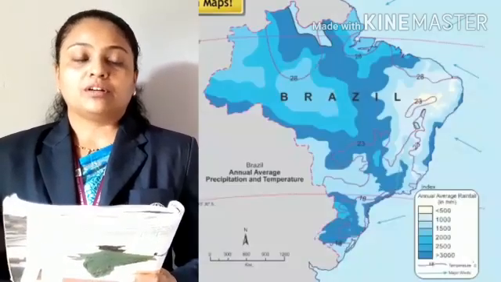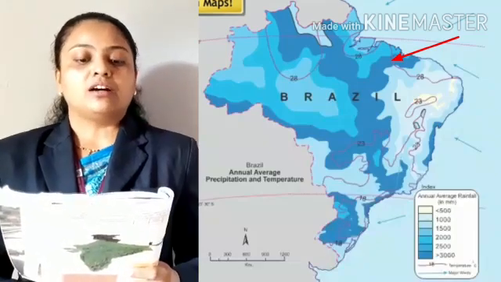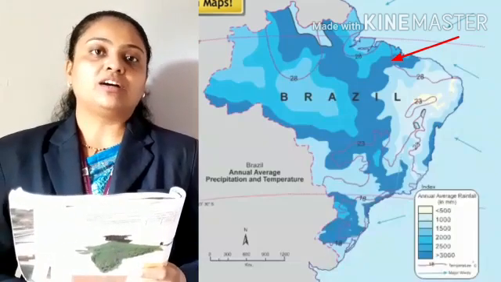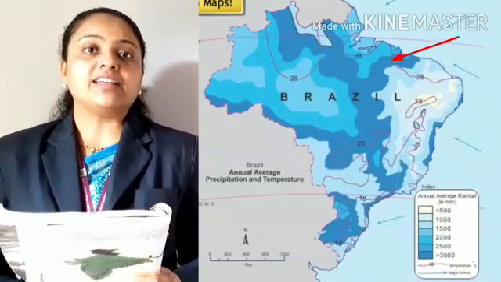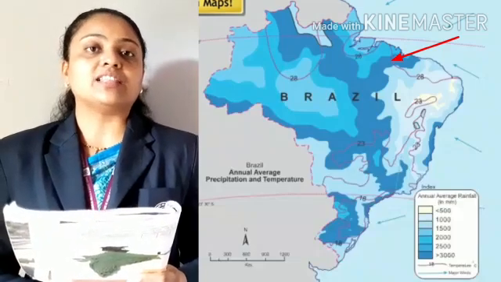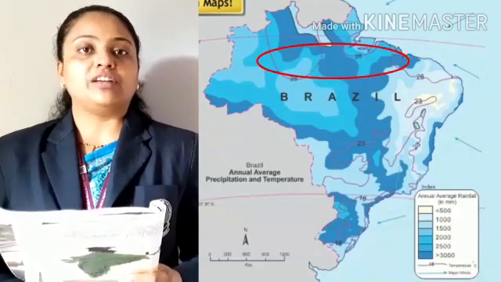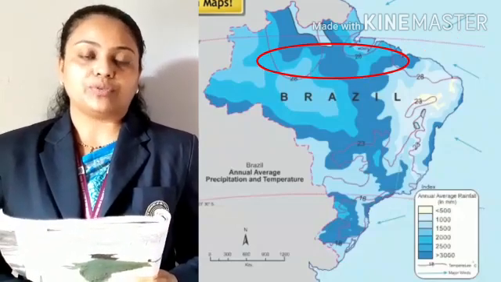In which areas does it rain more? So look at the northernmost part of Brazil. Here in the northernmost part, you will find a dark blue color tint. This dark blue color tint indicates the highest rainfall in Brazil. And this particular region is nothing but the Amazon River Basin, where maximum rainfall is received.